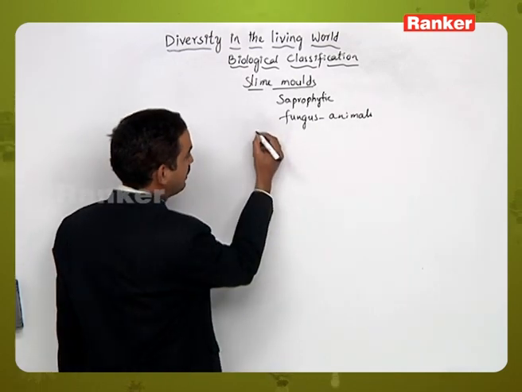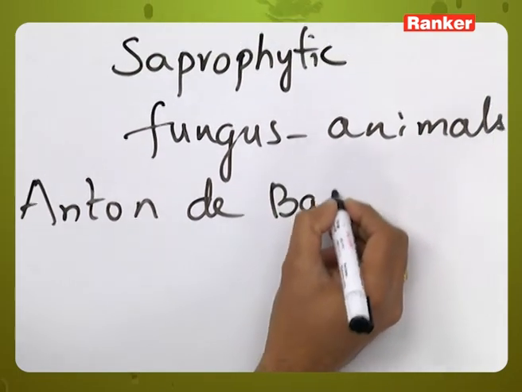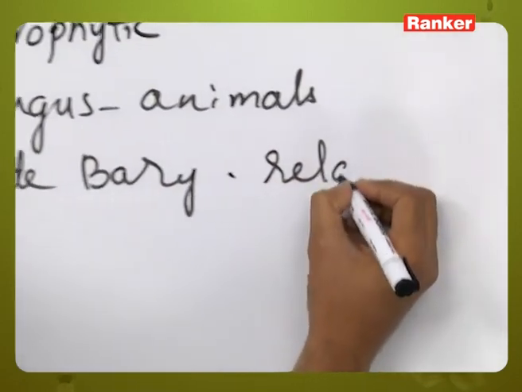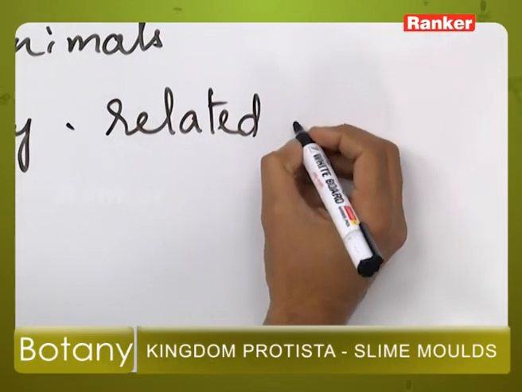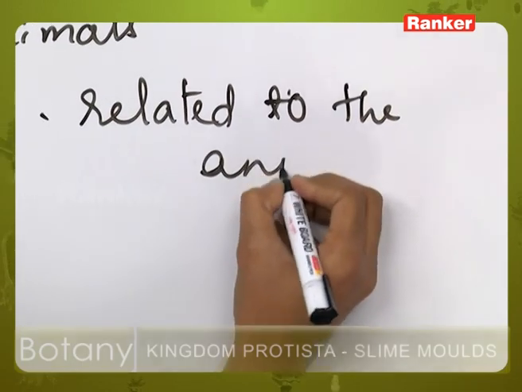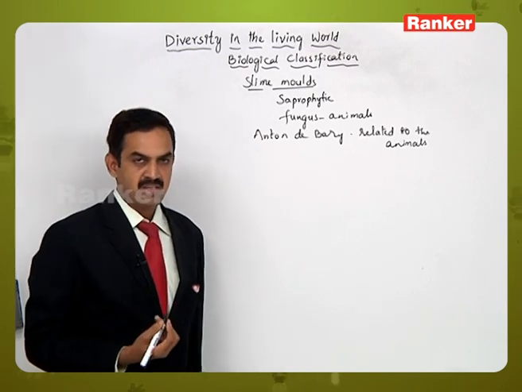Then Anton de Bary related them to the animals. That is, he said that these are showing some characters of the animals. Then these are considered to be the Protistan fungi.